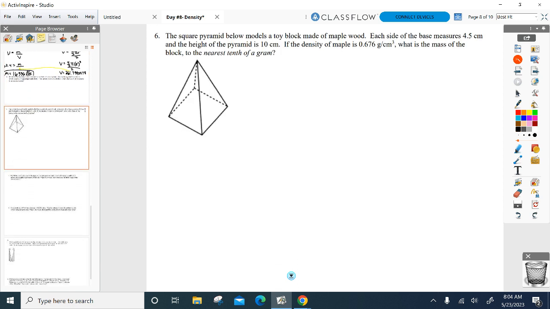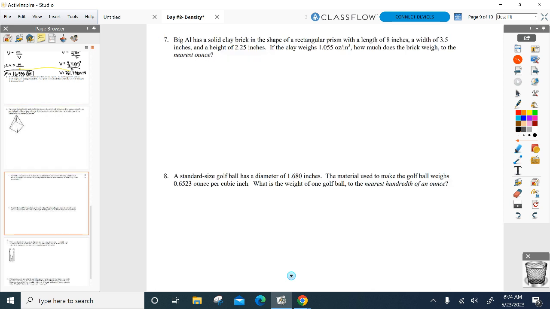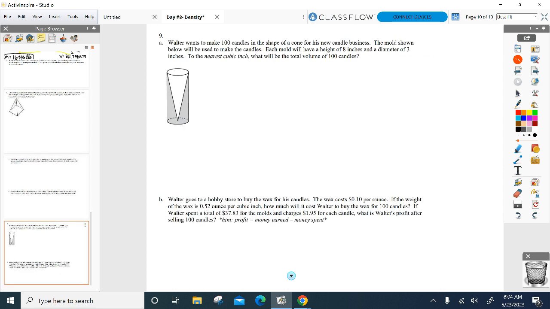You guys can practice them. Yep, that's about the same. I'm going to do kind of a different one. Height of inches. How much does the brick weigh? Standard size golf ball. Golf ball weighs per cubic inch. What's the weight of one golf ball? Okay, no issues yet. Well, we go to the last one there. I'll do you a solid and we can do the big dog one. And then I'll let you guys go and finish the rest of them for the assignment.